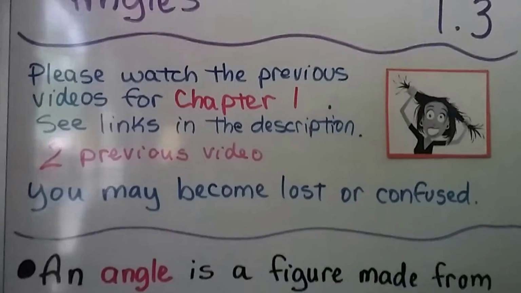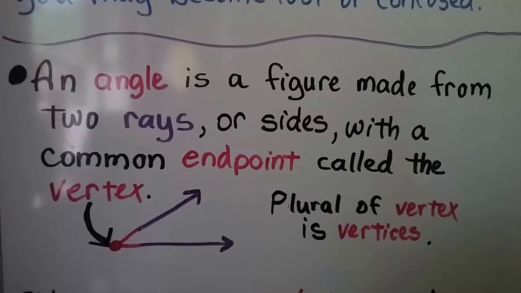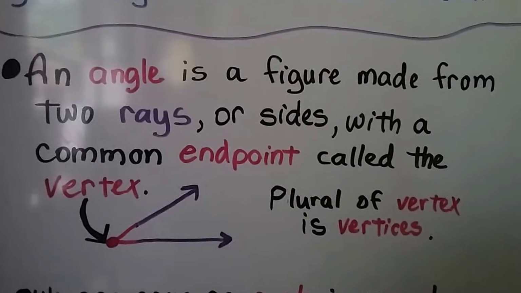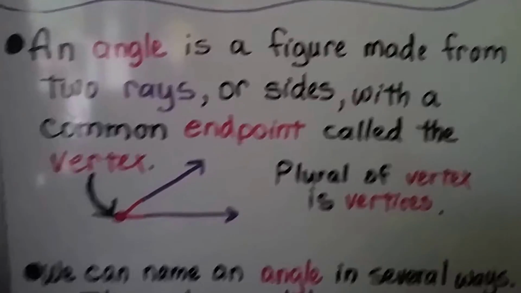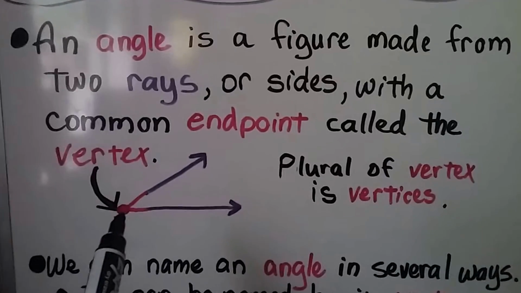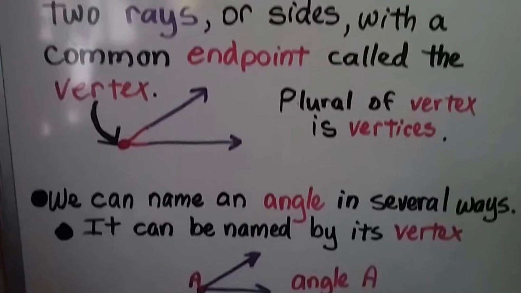An angle is a figure made from 2 rays, or sides, with a common endpoint called the vertex. You probably learned this in middle school. So this is the vertex right here, and the plural of vertex is vertices.